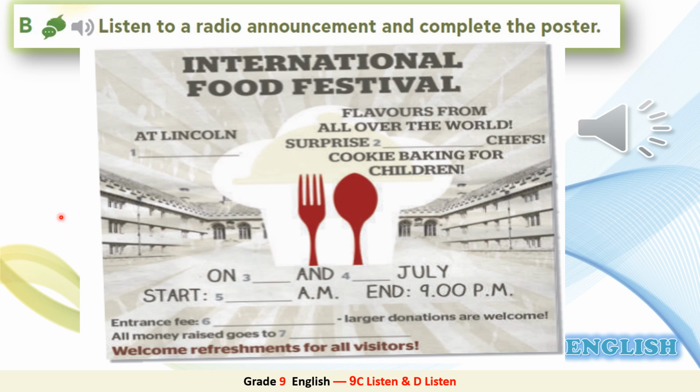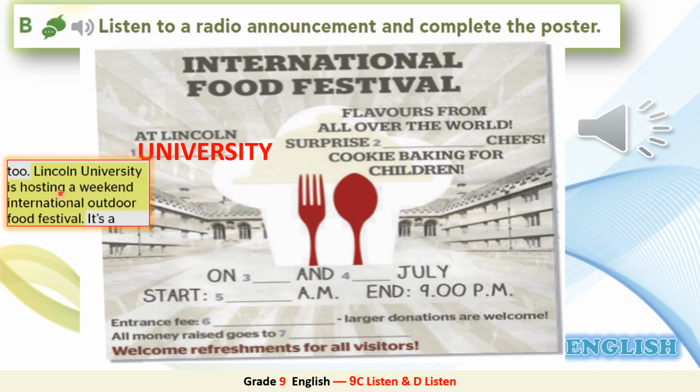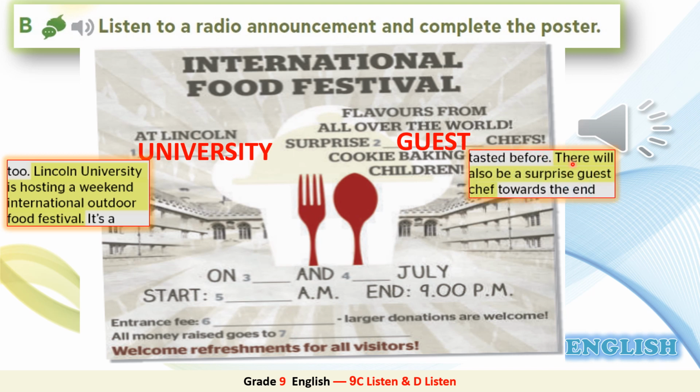Okay, now let's complete the spaces. Number 1. Where will the food festival take place? Excellent, at Lincoln University. And this is the sentence which tells us that. Now what about the surprise? What is the surprise? Great, guest chefs. And again, this is the sentence which refers to this.